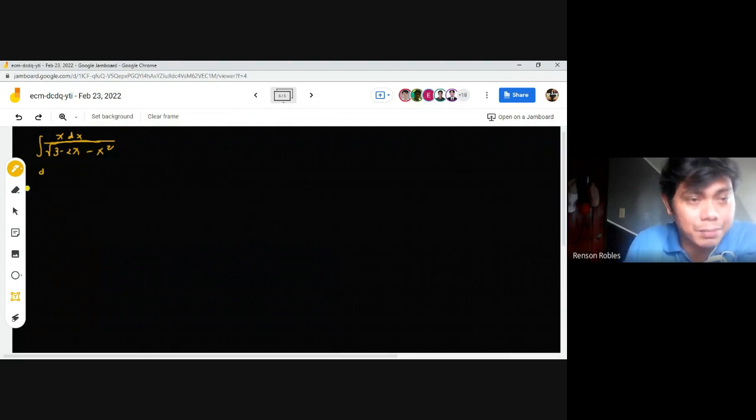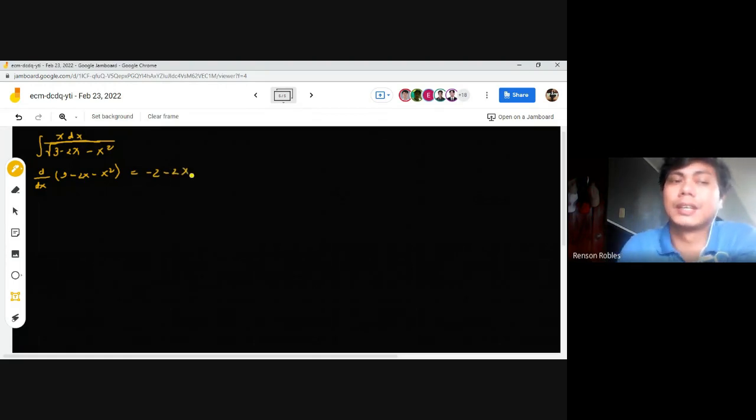This will be the last example for today. You differentiate 3 minus 2x minus x squared. And that would be negative 2, right? Negative 2 minus 2x. Okay? So we will be rewriting x such that negative 2 minus 2x will appear. Negative 2 minus 2x is the derivative of 3 minus 2x minus x squared.